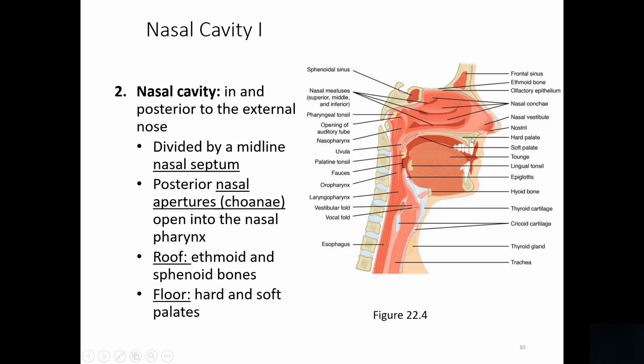That is the nasal cavity, and it's divided by a midline nasal septum into left and right sides, or two chambers. The nasal cavity ends right here. That part is called nasal apertures, and they open into the pharynx right here. Roof of the nose is made of ethmoid and sphenoid bones, and floor of the nasal cavity, that would be your hard palate, and right here there is soft palate.